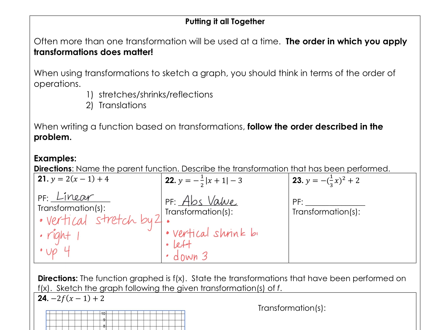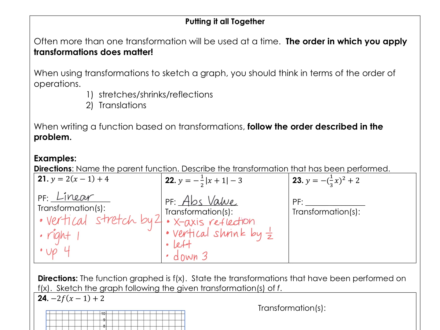Shrink by 1/2, meaning my y values are going to become half the size. And then lastly, you have a negative that reflects it over which axis since it's out in front? X-axis. X-axis reflection. Nice. Okay.